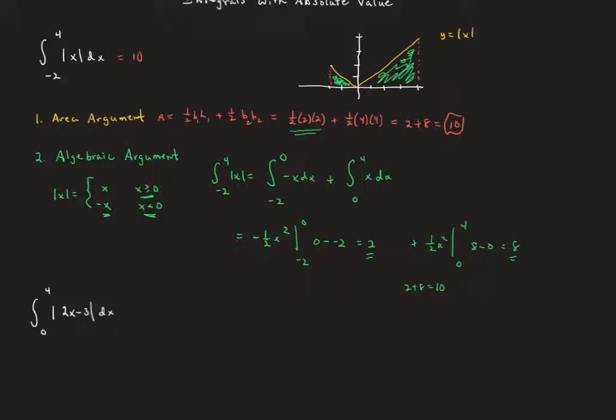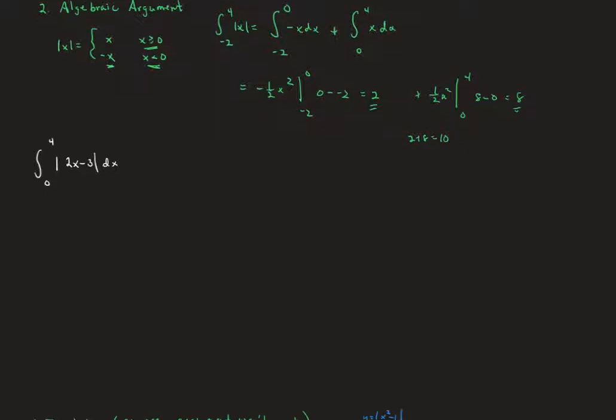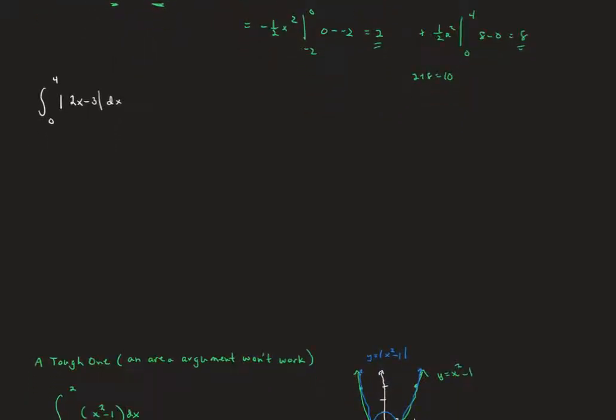So let's try another one that's a little more complicated, and we can try doing it both ways. It's a little trickier on the area argument. We just have to be very careful how we graph this. So we're going to go from 0 to 4. So here are x values. Now the vertex, remember the vertex of this absolute value is going to be where it is equal to 0. And so that is going to be at 3/2. So at 3/2, that's where, when we plug in 3/2 for x, 2 times 3/2 is going to be 3 minus 3 is 0.